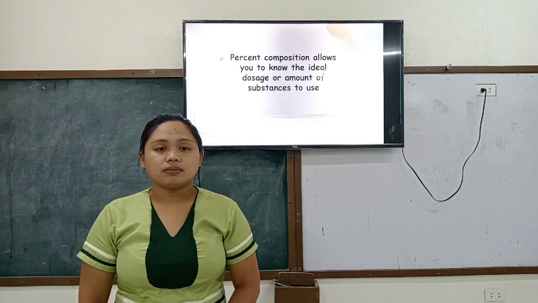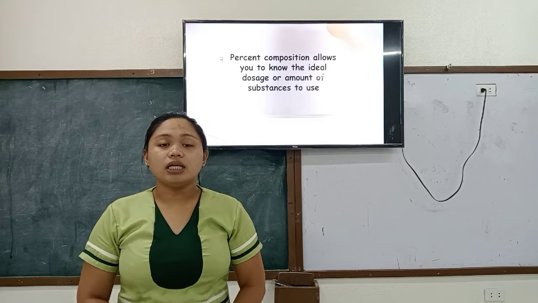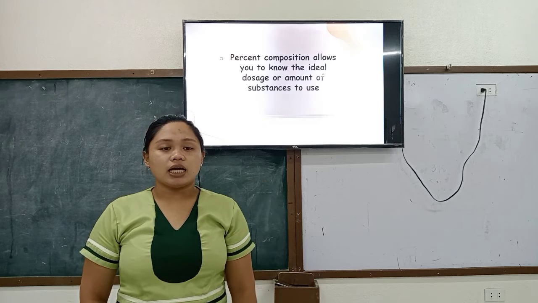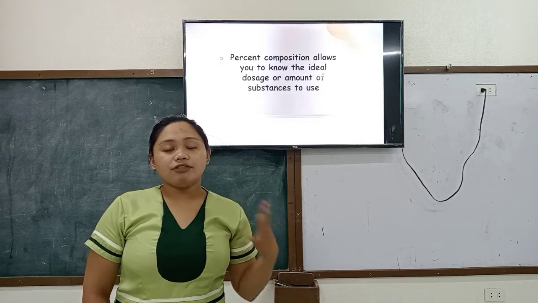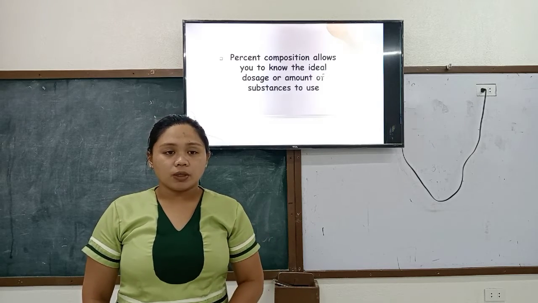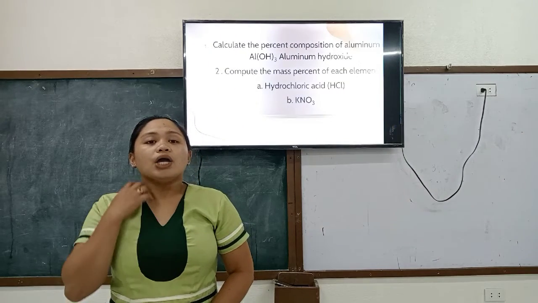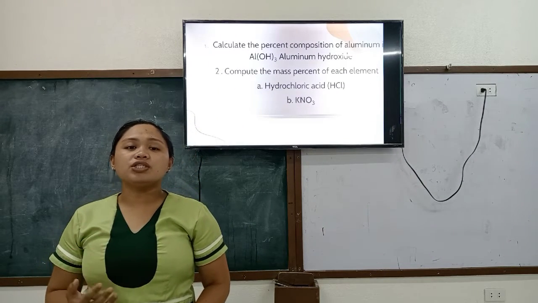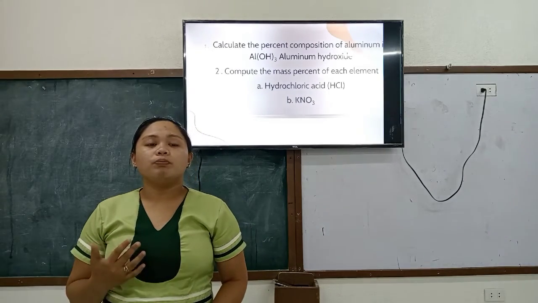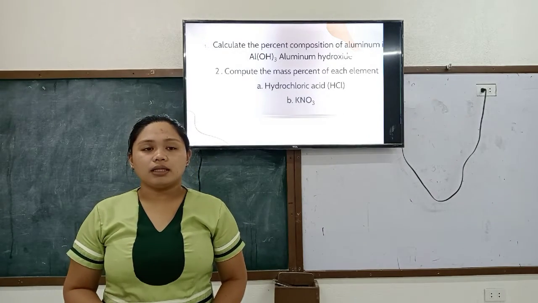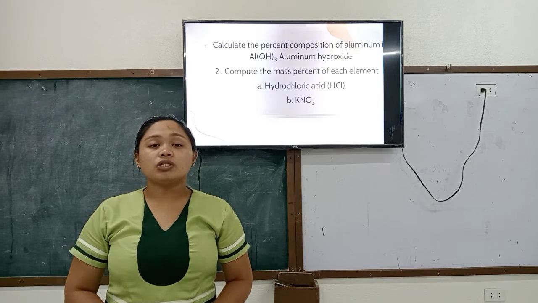Any questions? Okay, if there are no more questions, let us apply some of your knowledge. So let's try this activity, class. Okay, you may get any kind of paper. And after that, let's answer them together. Okay, so I have here a question. For number 1, you have to calculate the percent composition of aluminum in aluminum hydroxide. And number 2, you have to compute the mass percent of each element in A and B. Okay, you may now start answering.